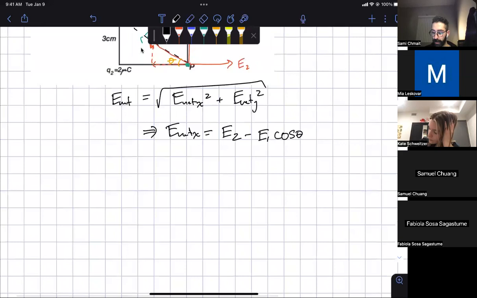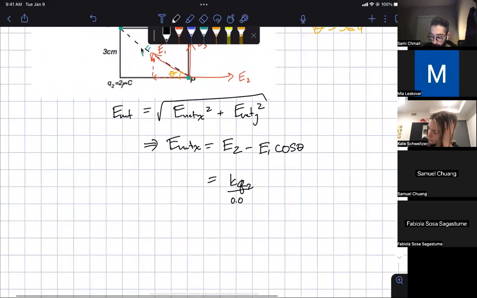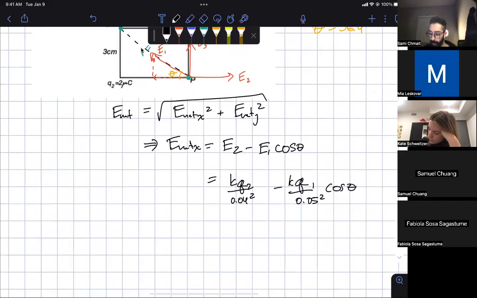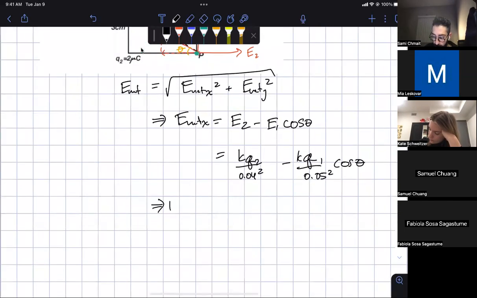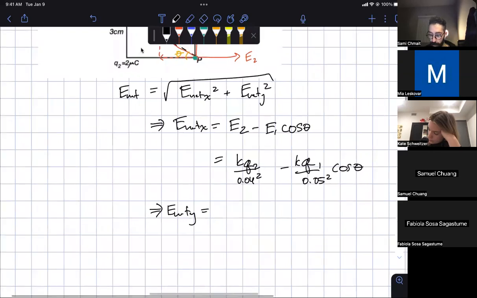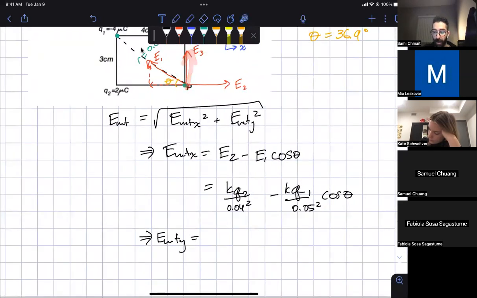And where E2 is going to be equal to k Q2 over 0.04 squared, minus k Q1 over 0.05 squared, cosine theta. All right, and I'll leave the rest for you to solve. And then E net Y, let's see what's acting in the y direction. Well, we have E3 pointing straight upwards, and we actually have E1 sine theta pointing straight upwards. So that means we have a sum of vectors. So E3 plus E1 sine theta.